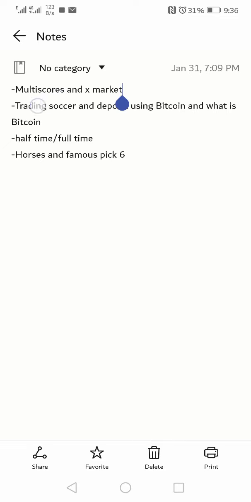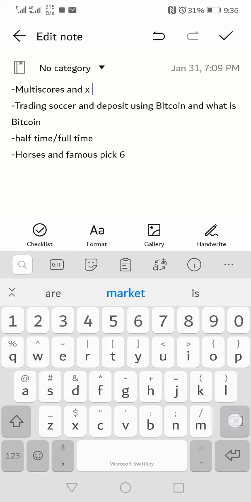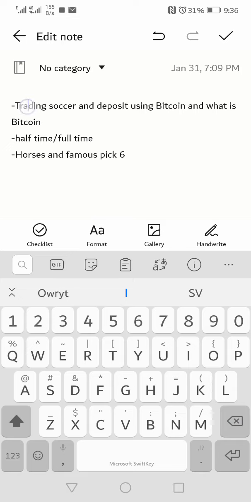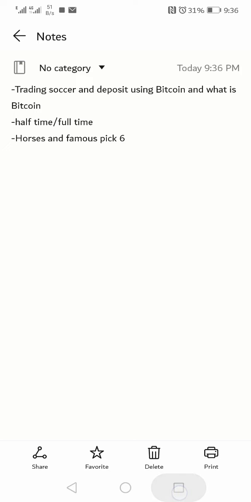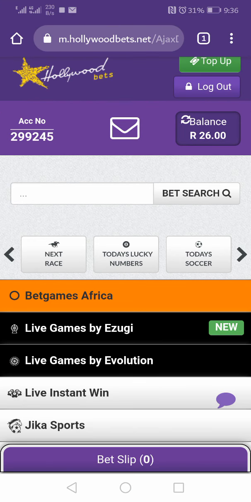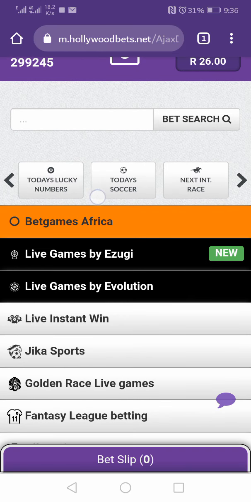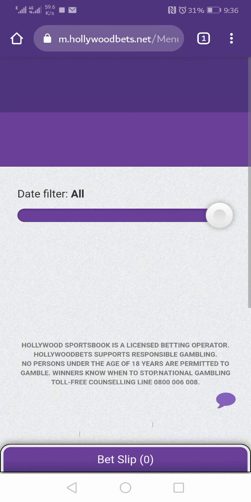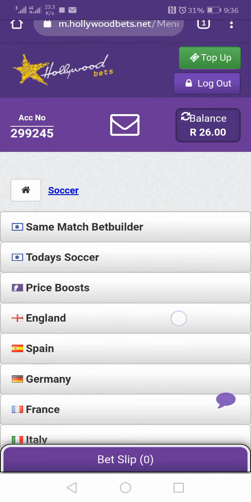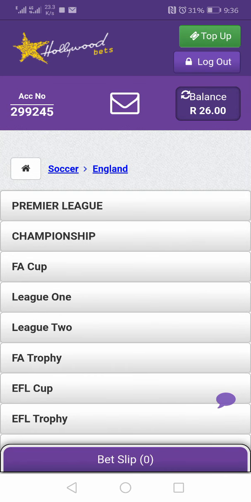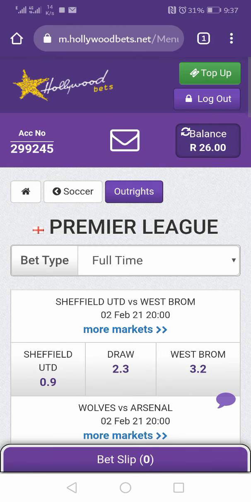I want to explain this market, multi-scores and X, and what the X means on that multi-score. Let me just take it off the list because this one is very easy. I'll explain it fast and quick so that you know there are 3 left now. As usual, I'll make an example with the most familiar leagues, for instance the England Premier League, because we all know the Premier League.